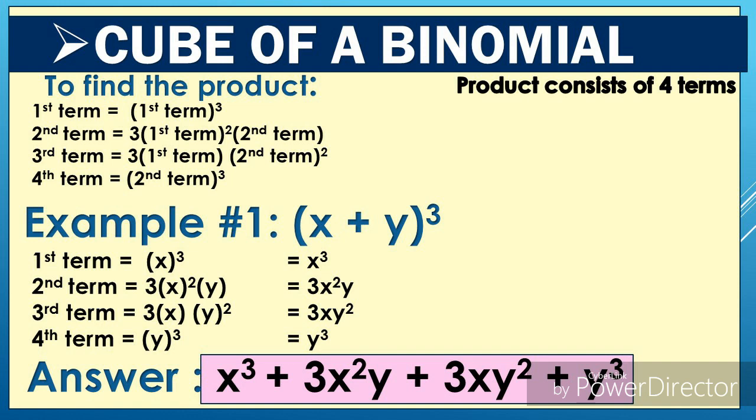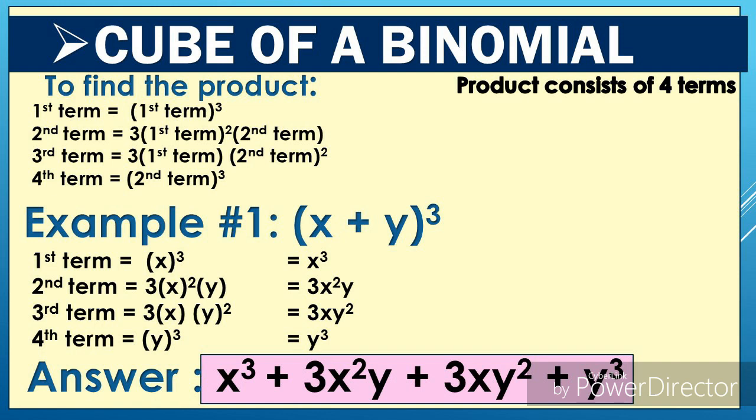And to find the second term, we're going to thrice the square of the first term times the second term. So, therefore, we have 3 times x squared times y, and that is 3x squared y. To find the third term, we have 3 times the first term, which is x, the second term, which is y. Then we square the second term. So, that is 3xy squared.